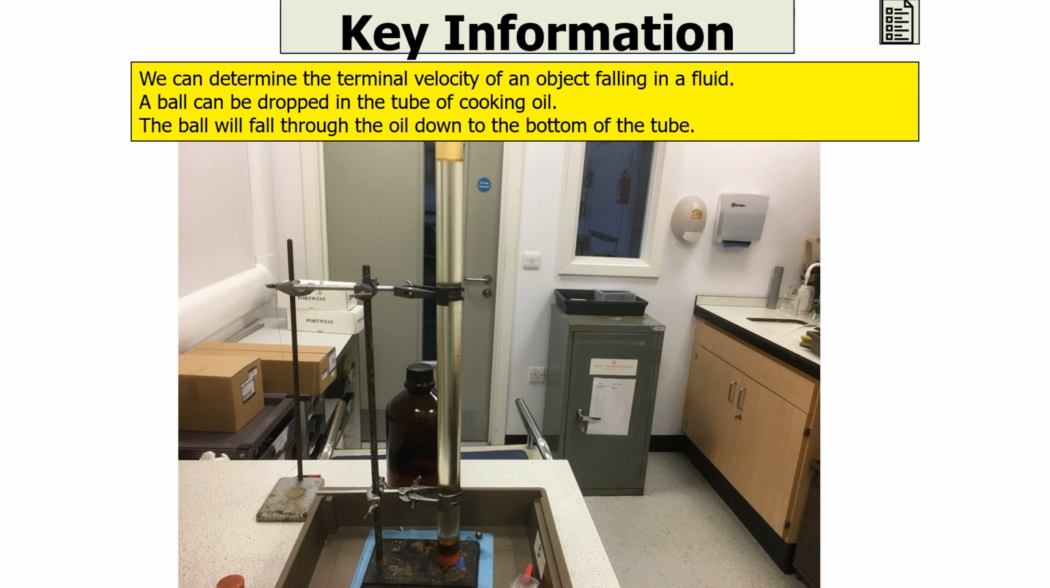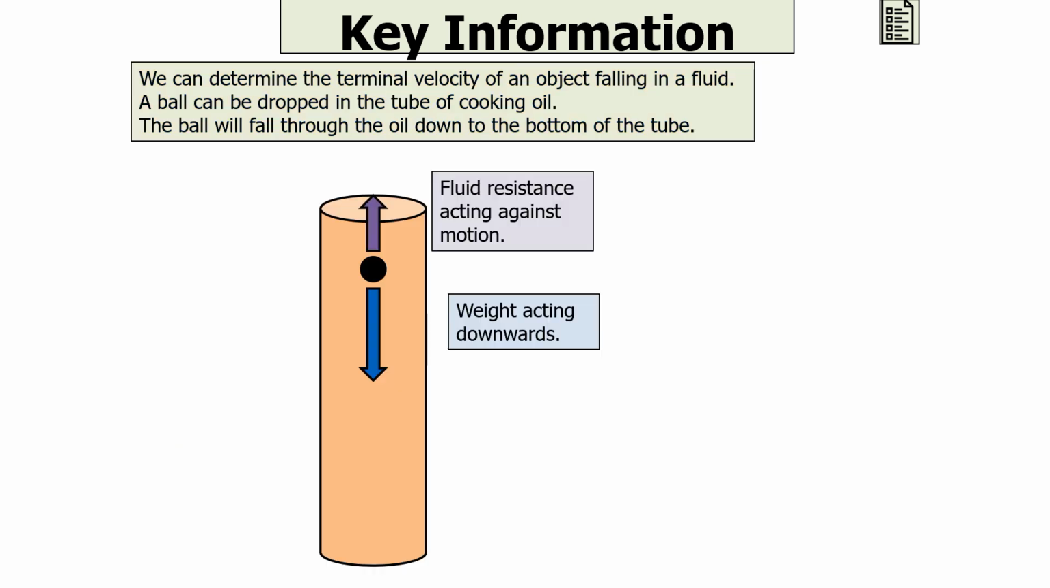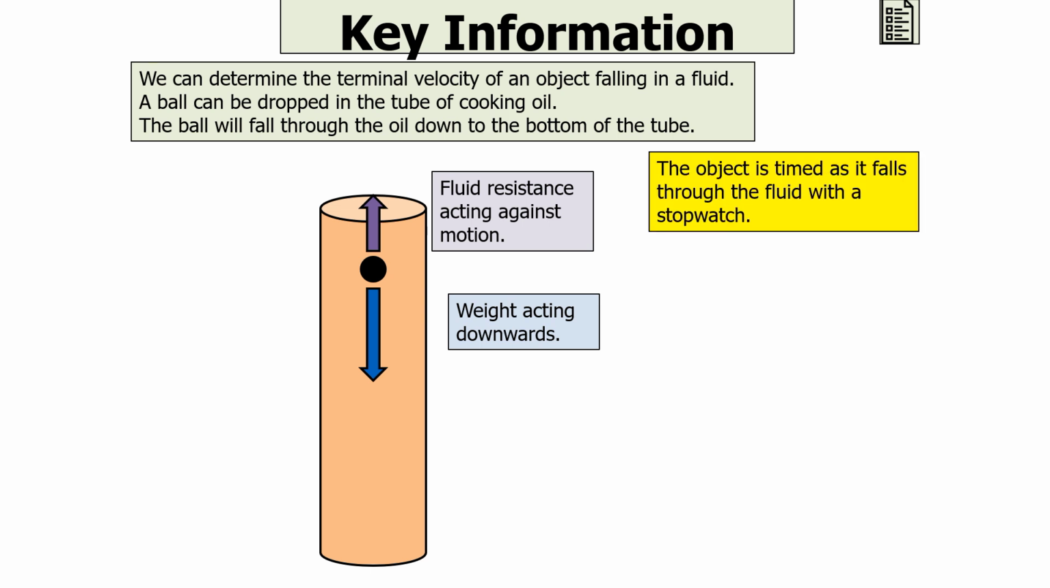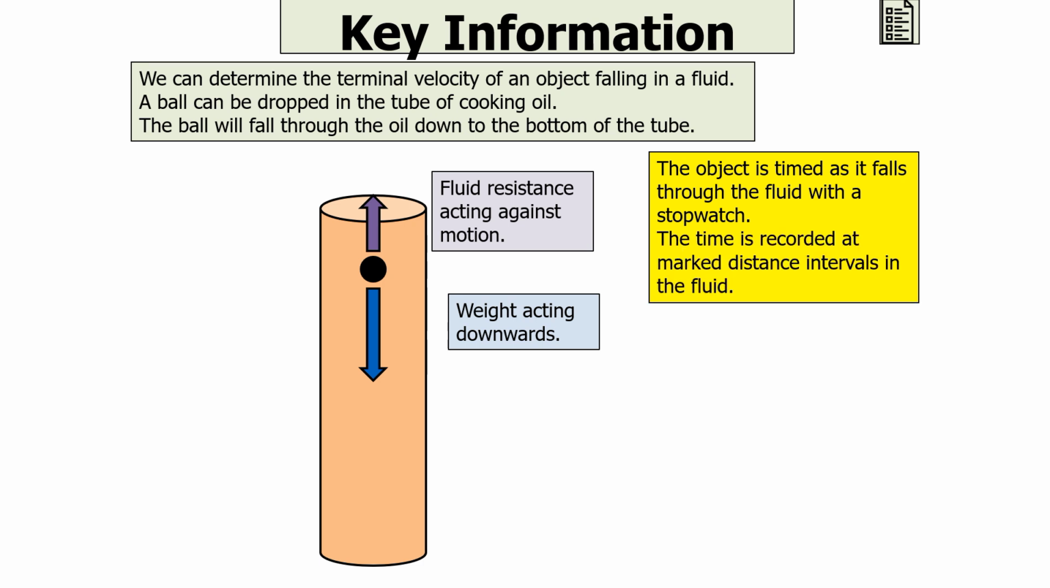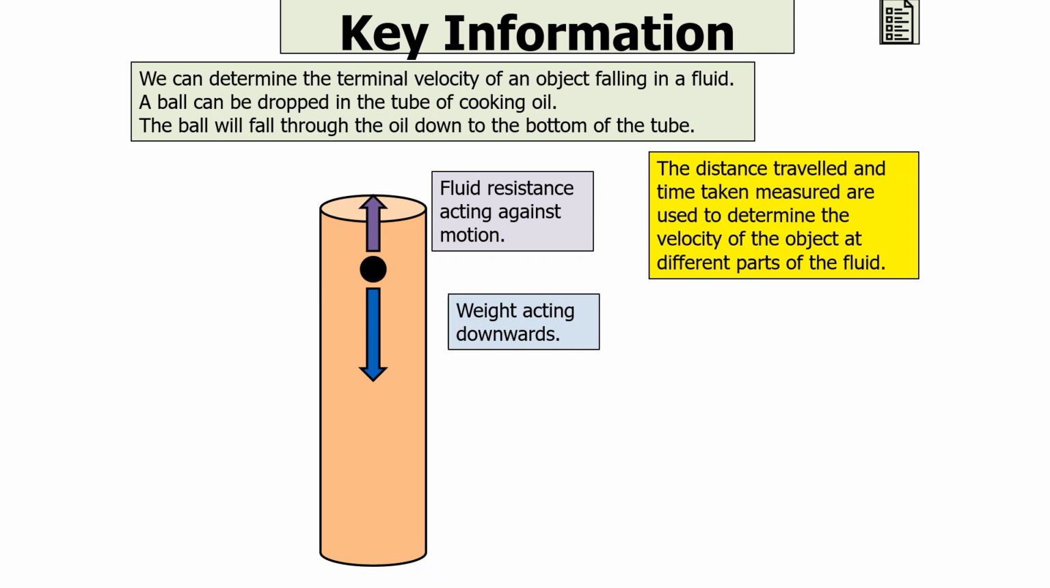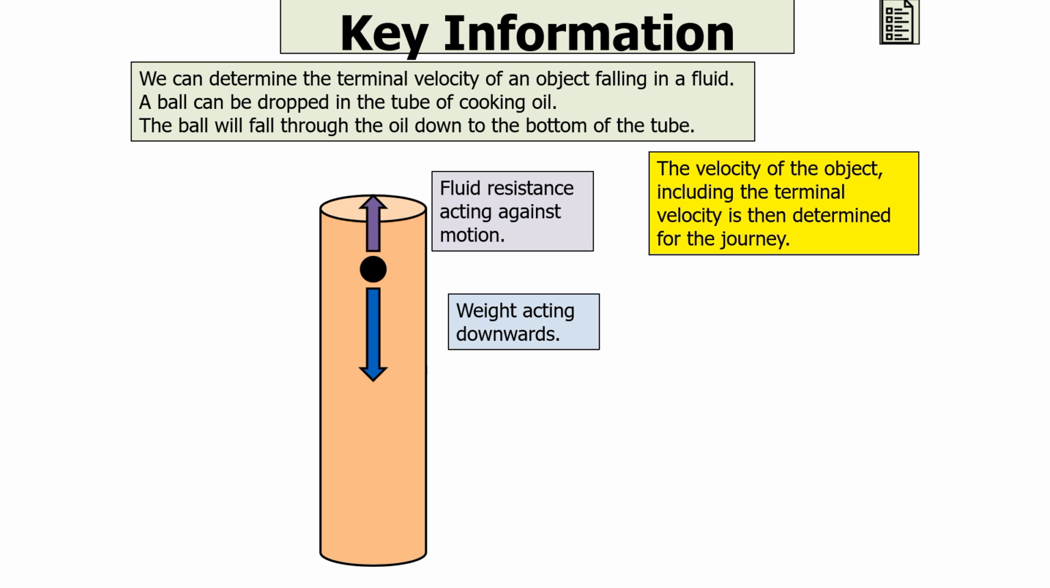A ball can be dropped in a tube of cooking oil, and the ball will fall through the oil down to the bottom of the tube. So you'll see we have our fluid resistance acting against motion and our weight acting downwards. The object is dropped through a fluid and timed as it falls with a stopwatch. The time is recorded at marked distance intervals in the fluid, and the distance travelled and the time taken are used to determine the velocity of the object at different parts of the fluid. The velocity of the object, including the terminal velocity, is then determined for the journey.